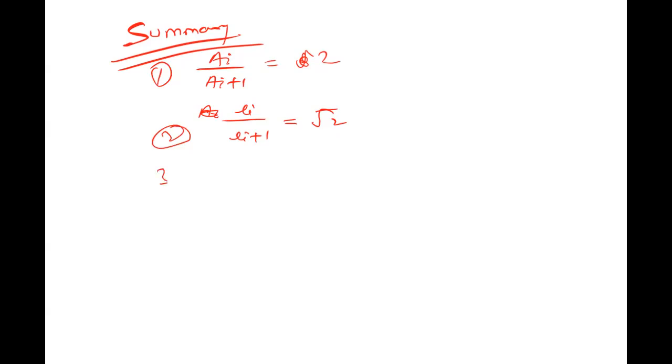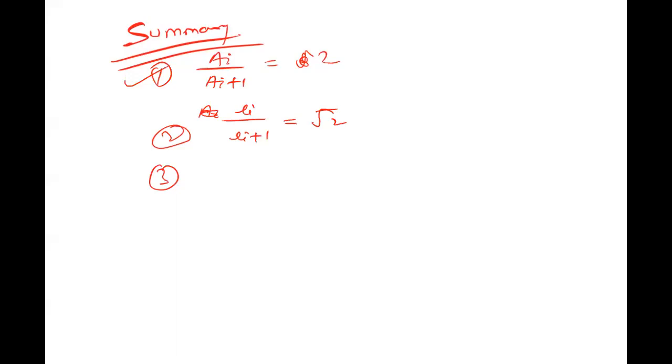AI by AI plus 1 for Tyler standard screen is root 2. So obviously it is Li by Li plus 1, root 2. AI by AI plus 1 means the area of one screen to the next screen area, so it is 2.